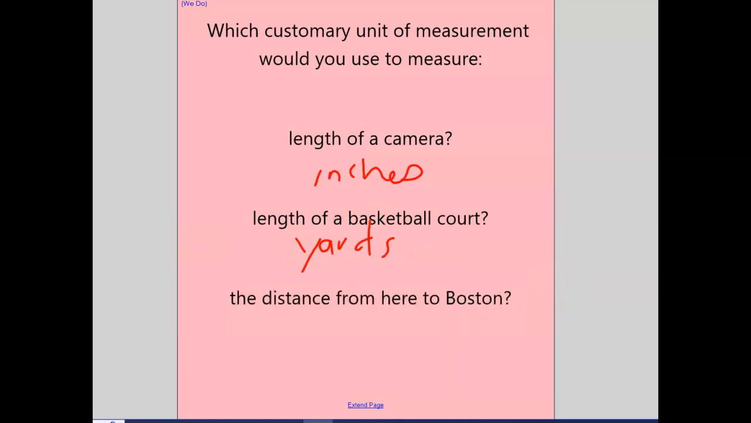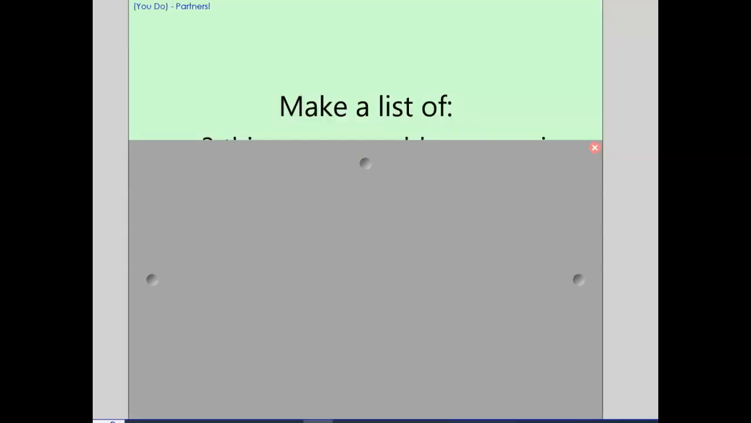And the distance from here to Boston, we learned this one. Which one would you do? Would you do inches, feet, yards, or something else? Awesome. That one would be miles. Okay, fantastic. All right, grab a whiteboard marker and let's do some brainstorming.